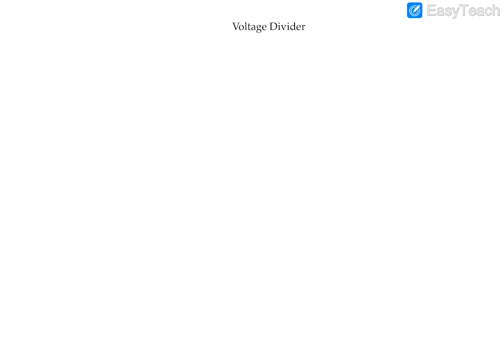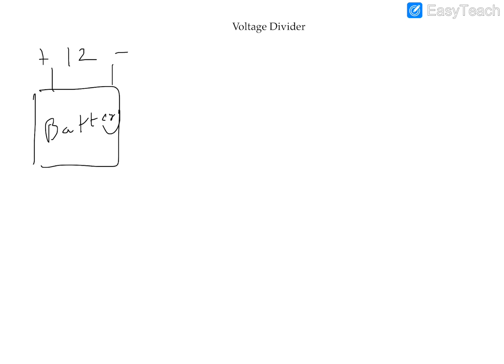Hey guys, so today let's look at a voltage divider circuit and its operations. Let's consider a scenario where, as an engineer, you have a battery or a supply which gives you, let's say, 12 volts DC, and you have a device which operates on only 9 volts. So you've got to take this 12 volt supply, but make sure you only feed 9 volts to it.